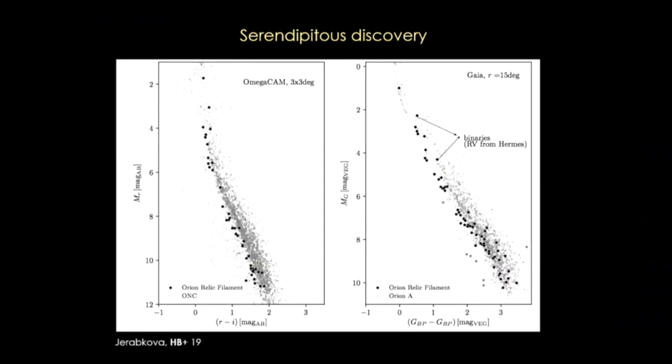And when we look at the color magnitude diagram of those populations, this is the first one, the one obtained with OmegaCam for the smaller region. So the R minus I versus R. You can see that it's a well-defined population, but which is in fact shifted compared to the ONC. And the same when we extended this region with Gaia data.